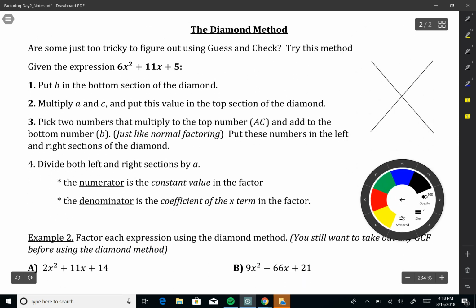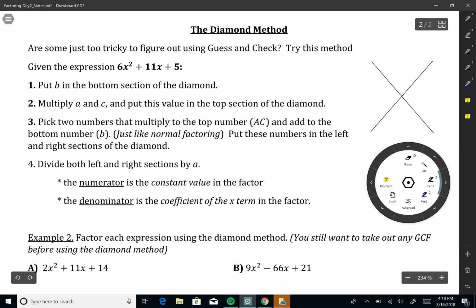So if you're not very well versed in that, I have a little method that you might enjoy. It's called the diamond method. I have the instructions listed here. We're going to use the expression 6x squared plus 11x plus 5. So obviously A is 6, B is 11, and C is 5.